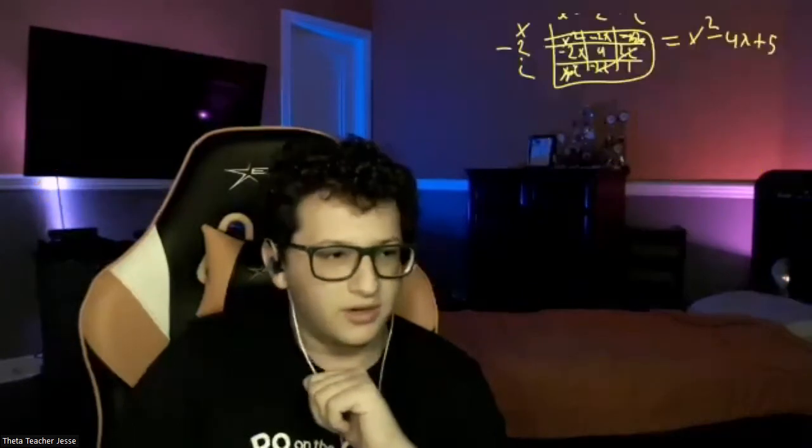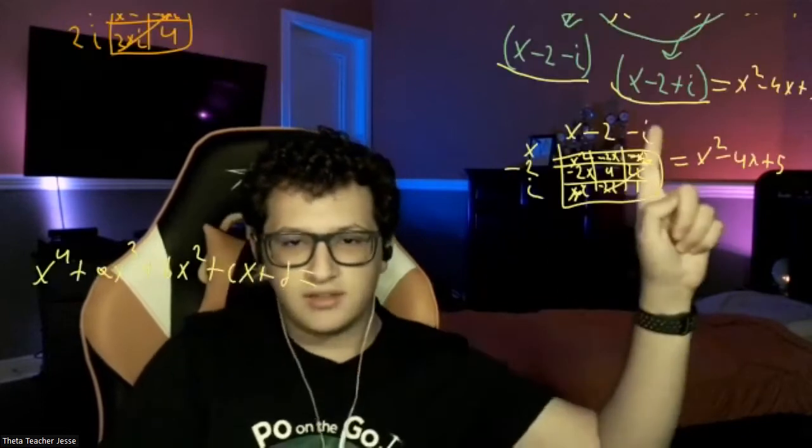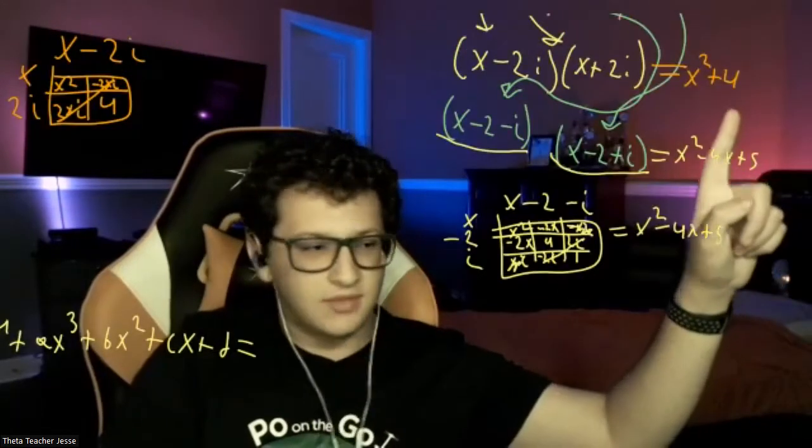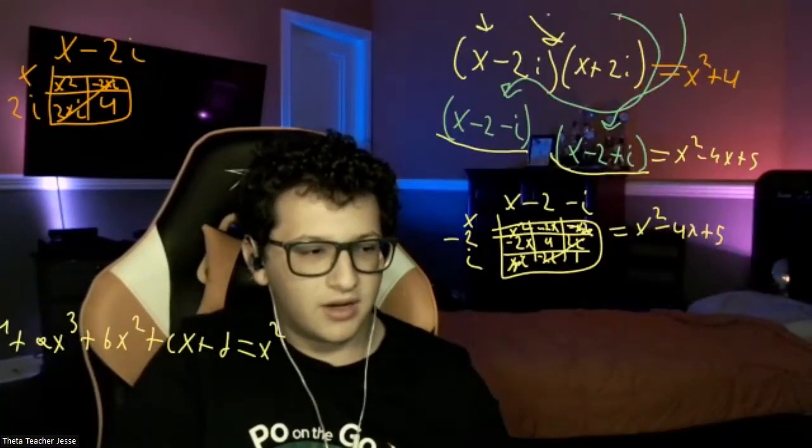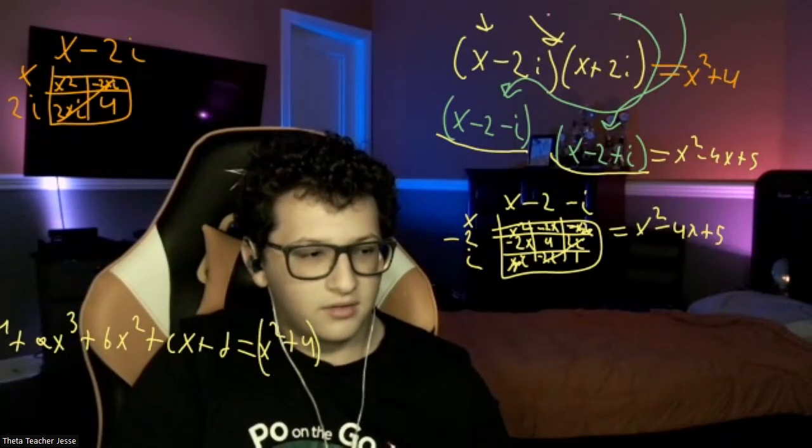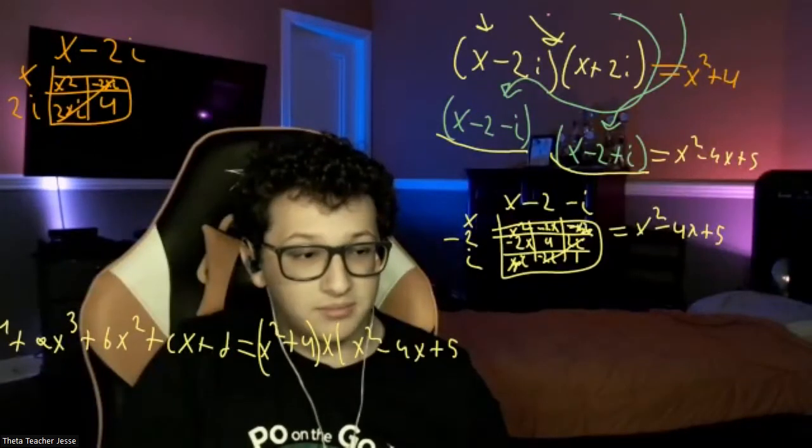And in other words, hang in with me. All right, x to the fourth plus ax cubed plus bx squared plus cx plus d is, well, it's just these two things multiplied together. So it's equal to x squared plus 4 times x squared minus 4x plus 5.